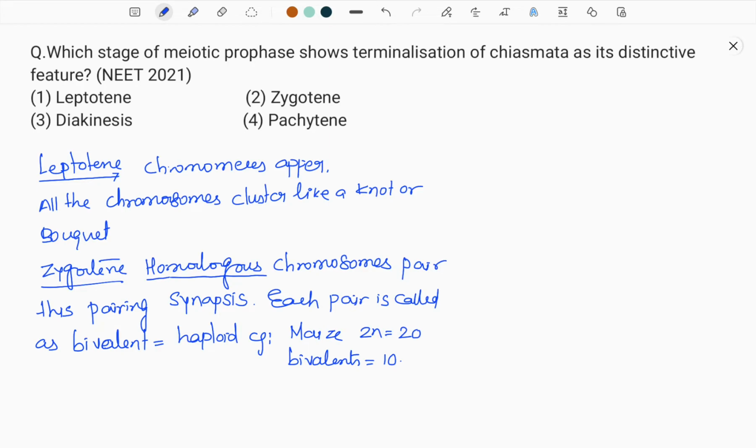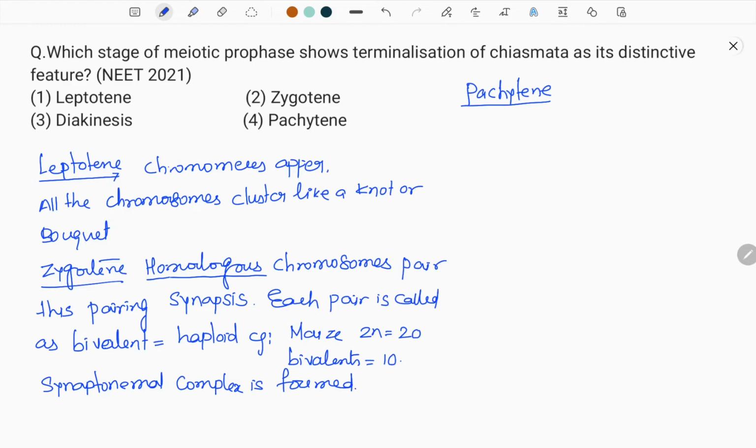And during the zygotene, synaptonemal complex is also formed. Synaptonemal complex is formed during the zygotene. They enter into the next stage, that is Pachytene. Let us see what happens in the Pachytene.